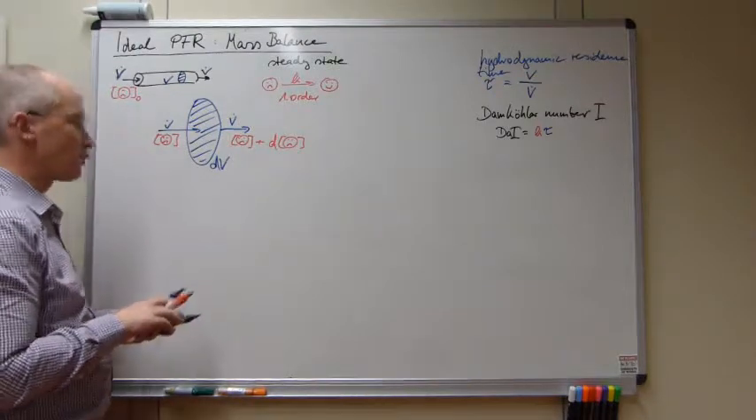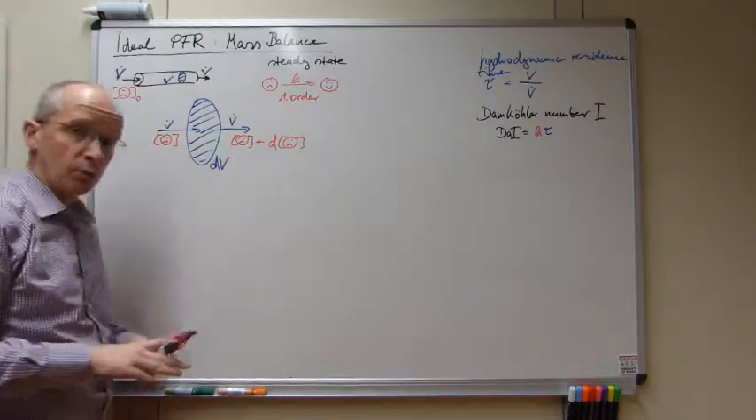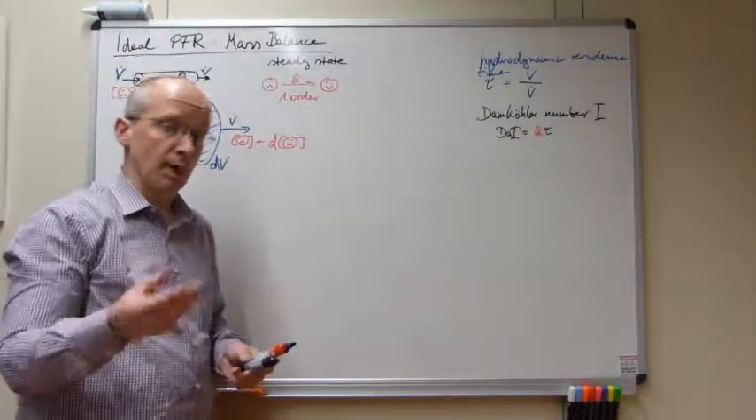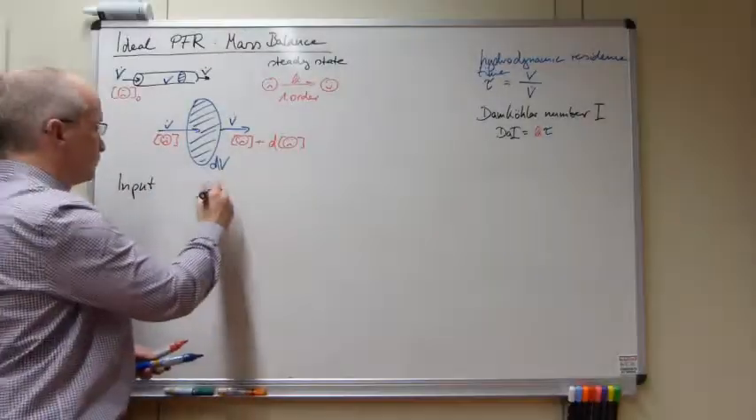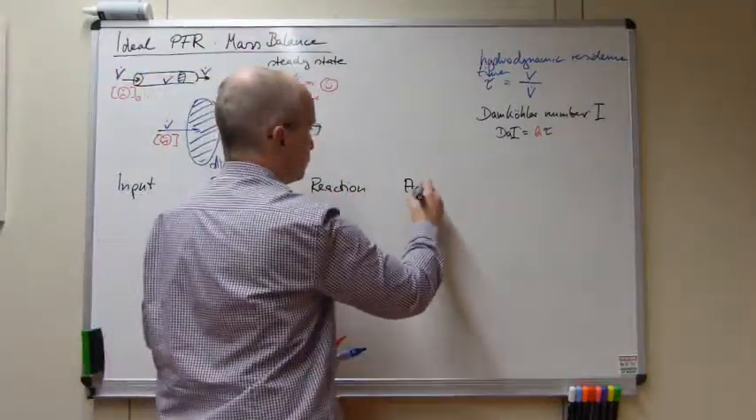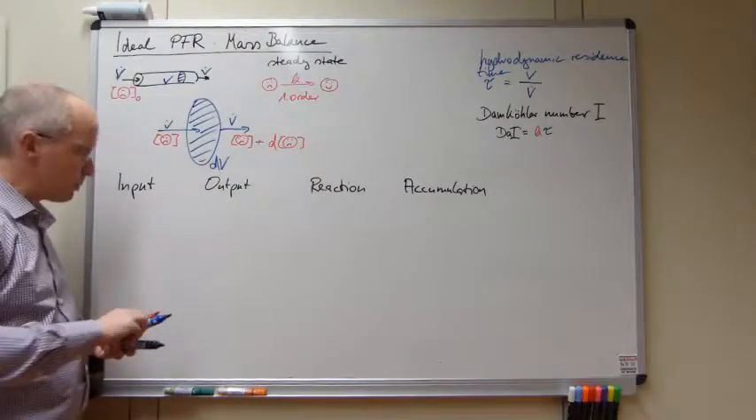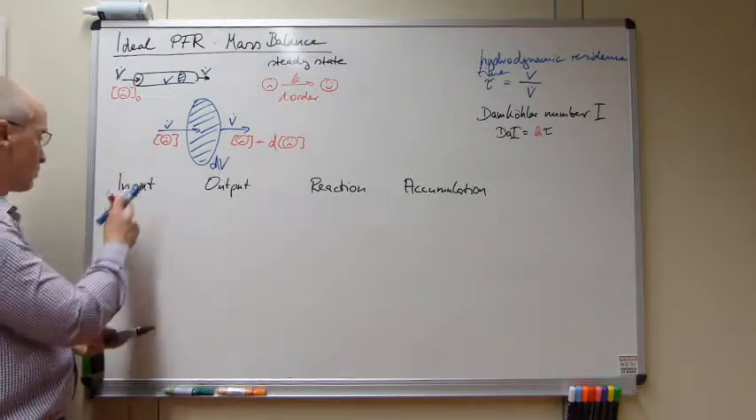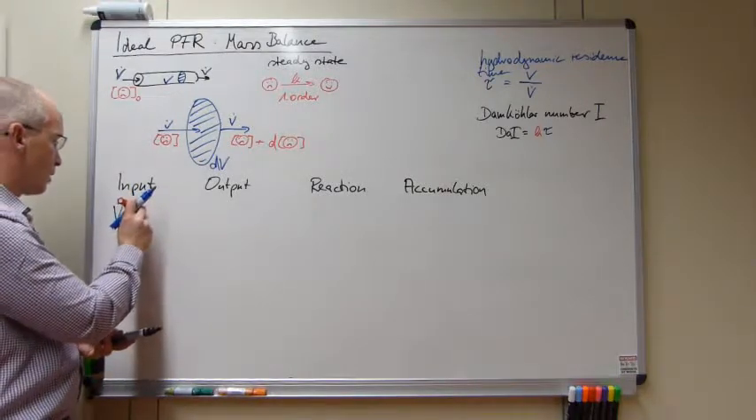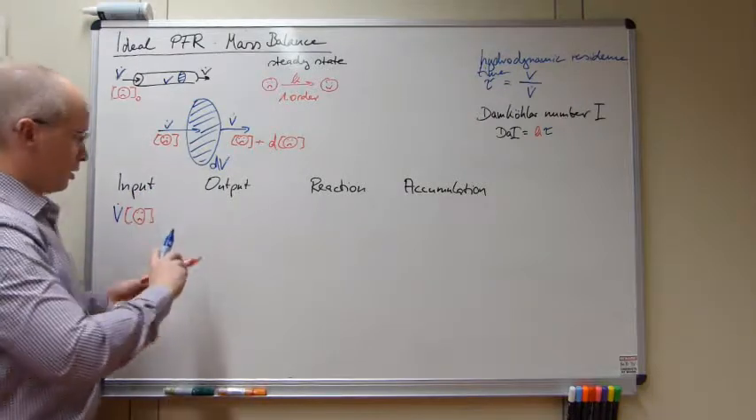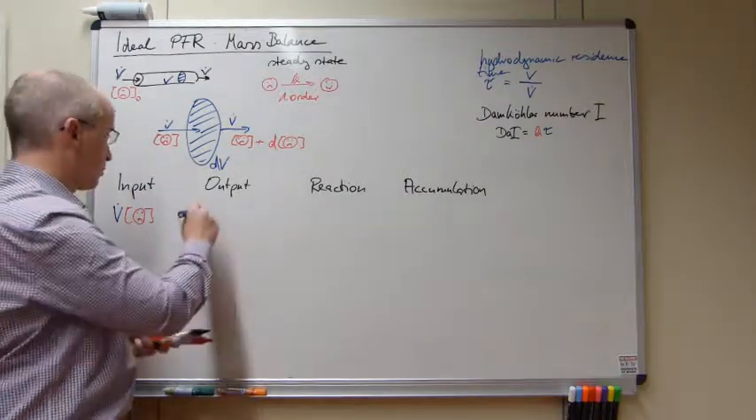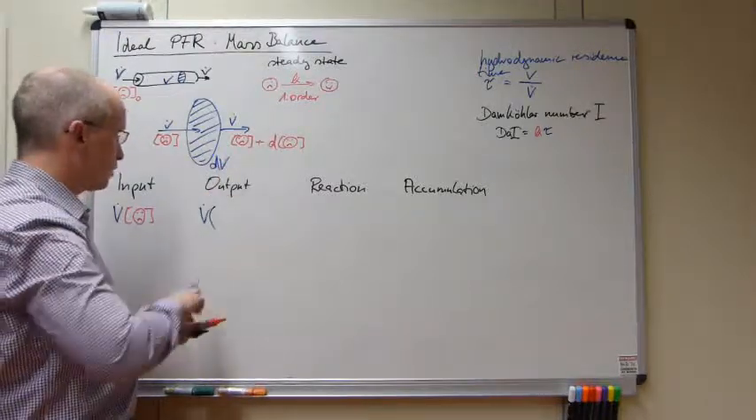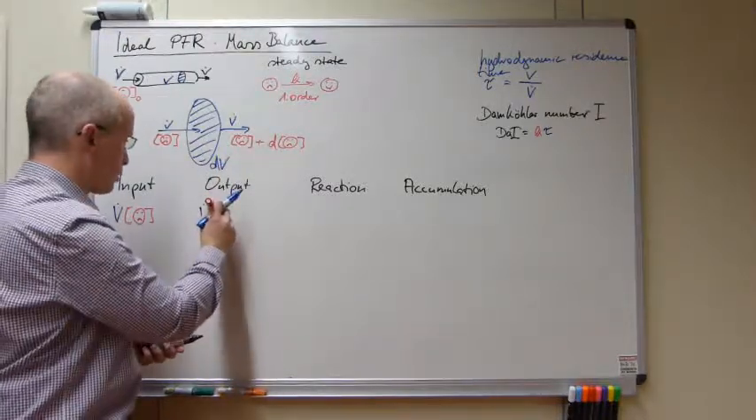So, then let's look at the mass balance. Again, we will need the four constituents: input, output, reaction, accumulation. So the input will be V dot times the concentration of unhappiness. The output will also be V dot, but this time we will look at the changed concentration. So this is this outflow concentration here.